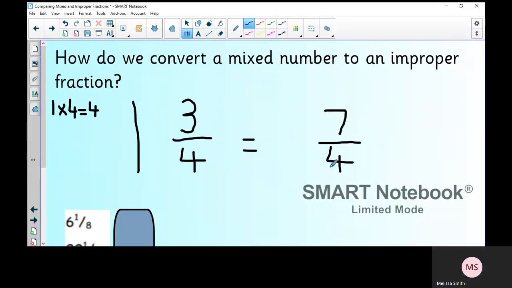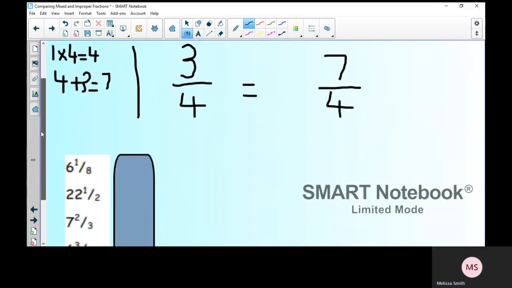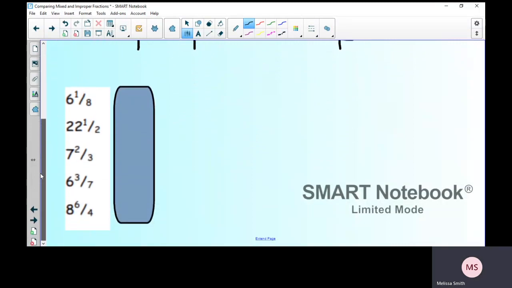I'll go over that once more. So step 1, denominator stays the same. Very simple. Step 2, you do the whole multiplied by the denominator, 1 times 4 is 4. And then step 3, you add the numerator. 4 add 3 is 7. And I'll write that step here just to help you. And if you want to go ahead now and pause the video again, we've got a few more for you to have a go at here.